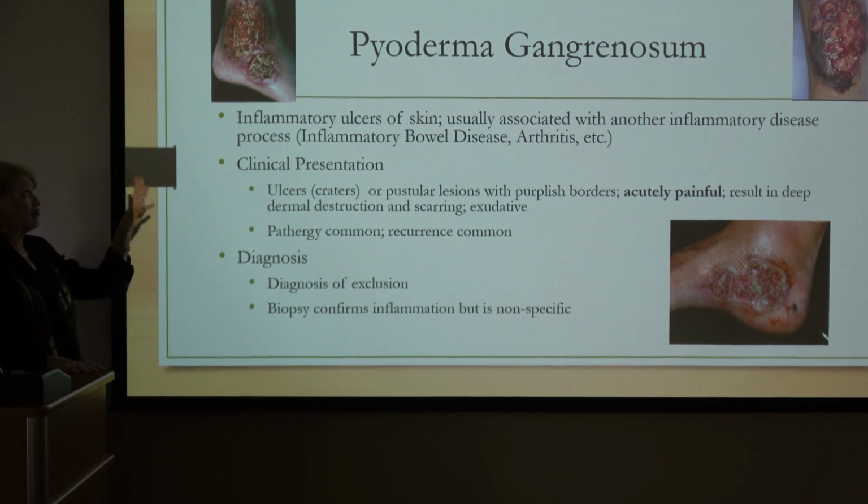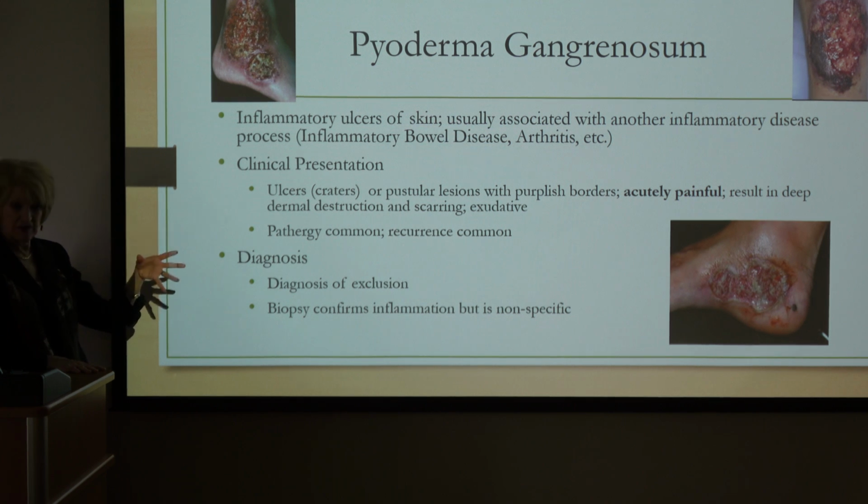Very common to have necrotic tissue, so you can have some mix of necrotic tissue and viable tissue. They're typically exudative. They result in deep dermal destruction and scarring. And in patients who have had pyodermal lesions, you'll frequently see scars all over their lower extremities.